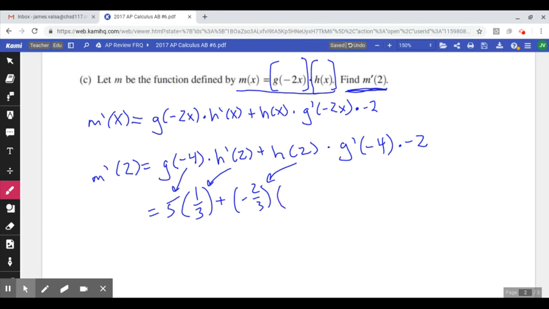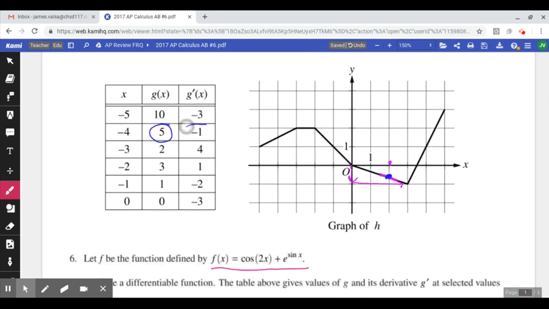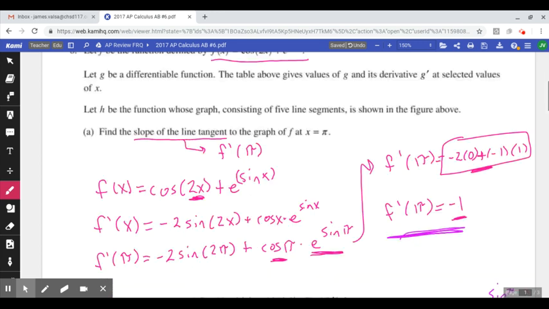And then g prime at negative 4. So g prime at negative 4, we're going to go back up to the table now. G prime at negative 4 is this guy. So that's negative 1.